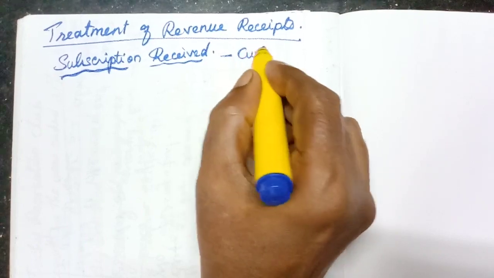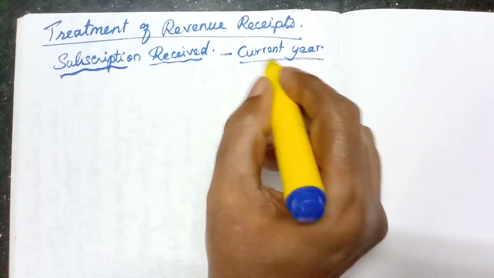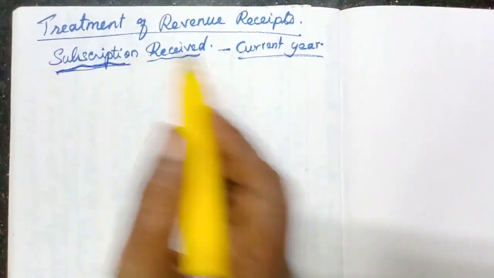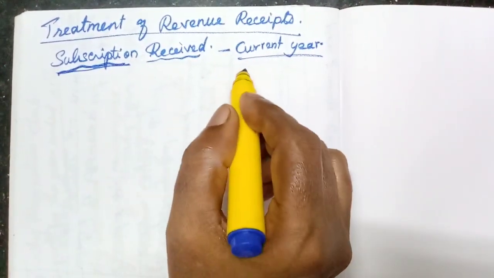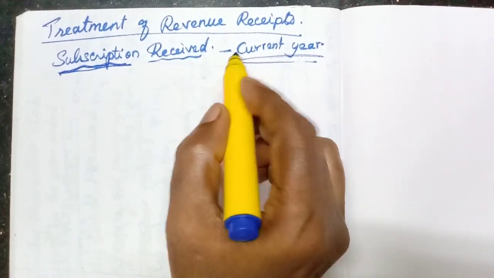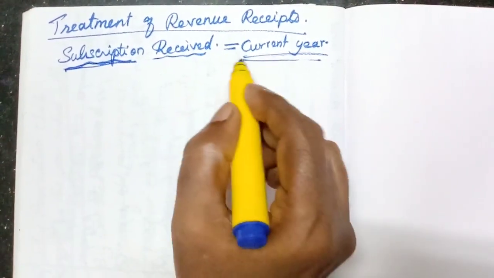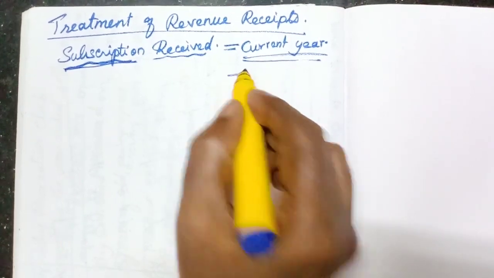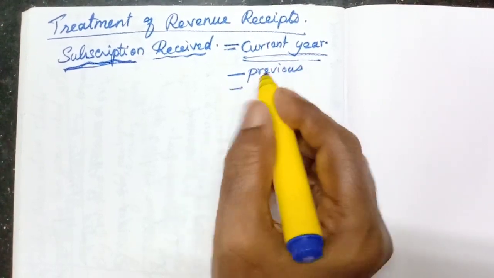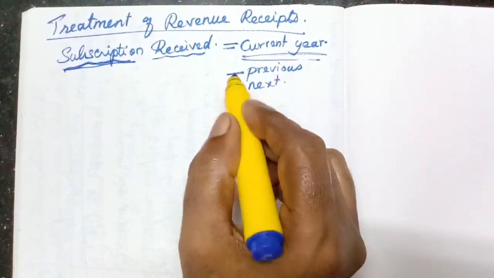The current year. We are not going to learn anything new. What we have already learned, we are going to apply here. Only one item is given, for example the subscription. So you have to calculate the subscription related to the current year. If the previous year's subscription received is added along with the current year, we have to deduct it. In the same way, we have to deduct the next year's subscription if we receive it in the current year.